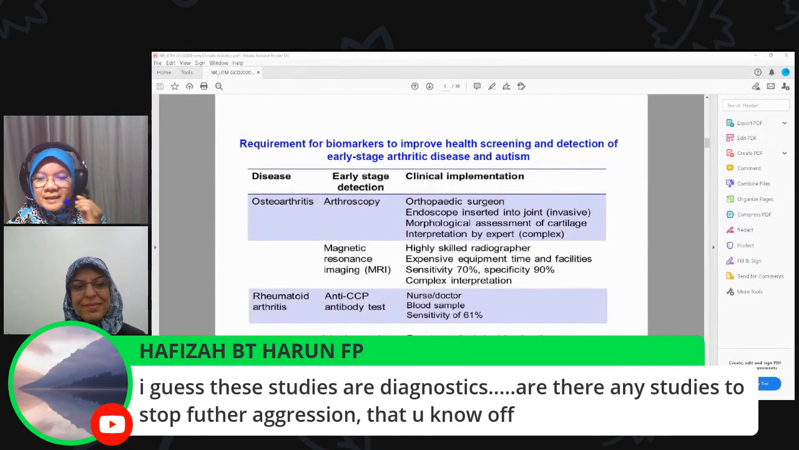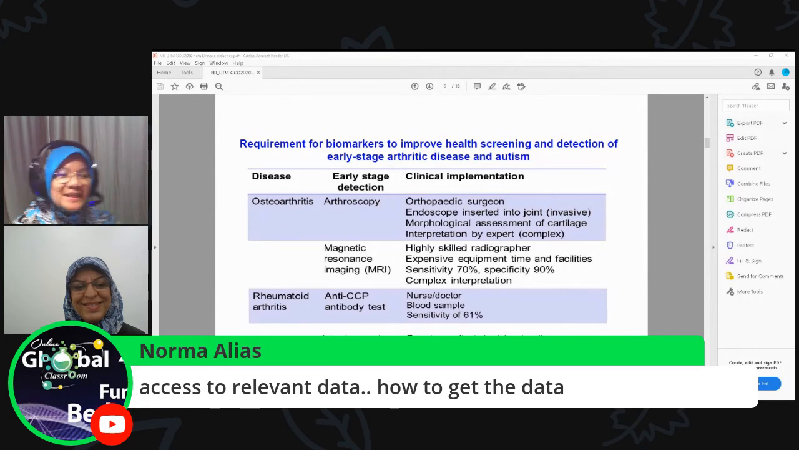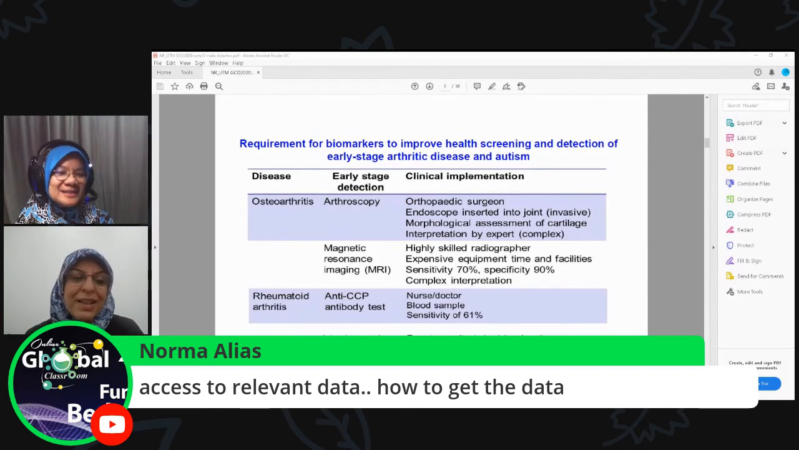All right. Okay. This now comes from my question. Now you have so much data. I'm really impressed. You can access the relevant data. Let's share with me how easy it is to get the data, especially for diagnosis.